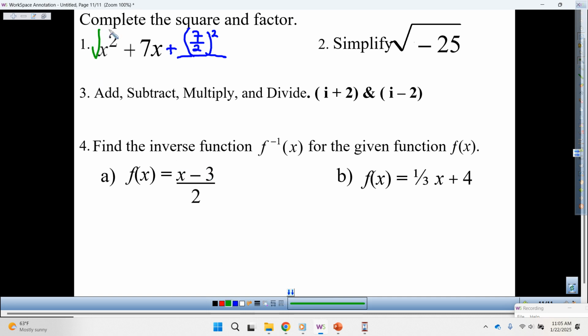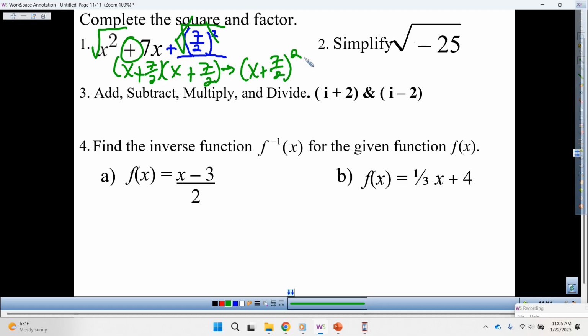Square root of the first. Square root of the last. This cancels that, so we got 7 over 2. We look at the middle term, and what is that sign? Positive. So therefore, my factors are x plus 7/2 squared. So far so good, yeah? Yes, Mr. Q.